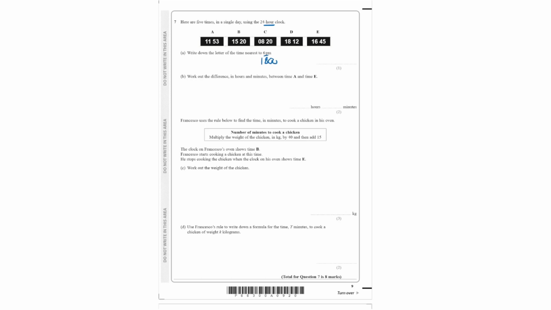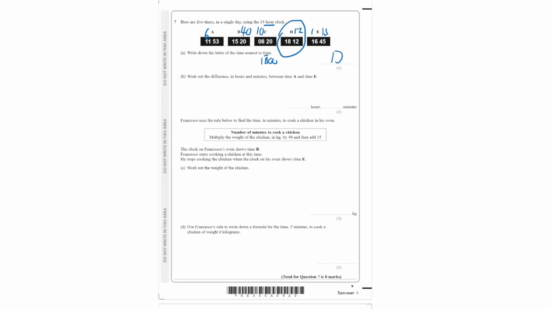So you can see here that 11:53 is about midday, but it's still 6 hours away from 6 p.m. 15:20 is about 40 minutes from 6 p.m. 8:20 is about 10 hours from 6 p.m. 18:12 is 12 minutes from 6 p.m. and 14:45 is 1 hour 15 minutes from 6 p.m. and the smallest difference is D. So we simply write here D.